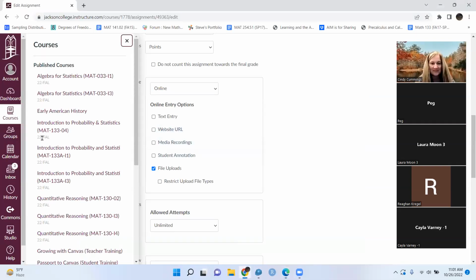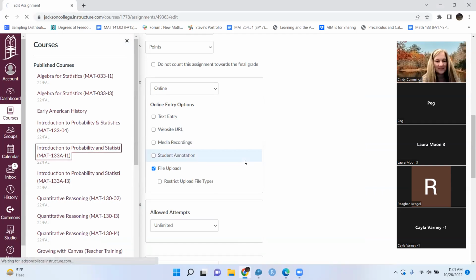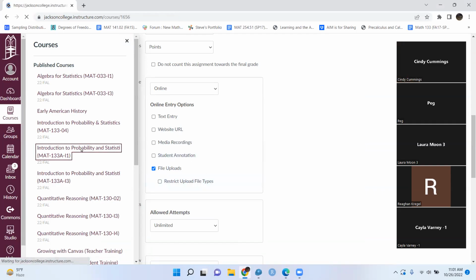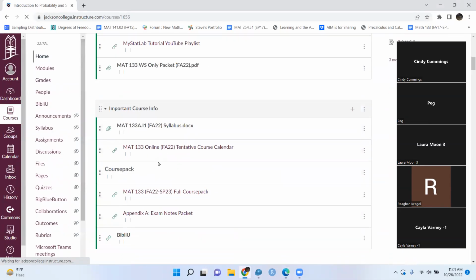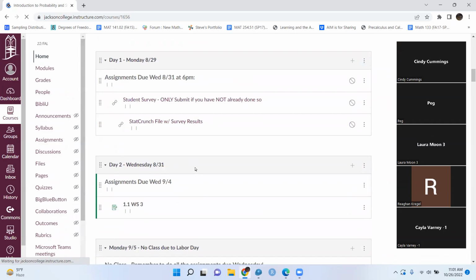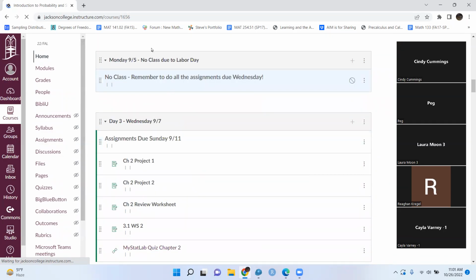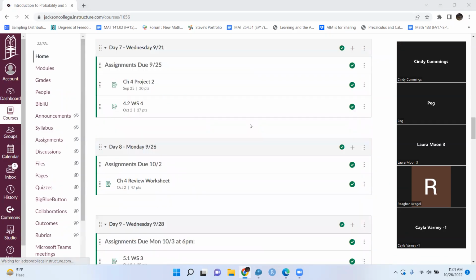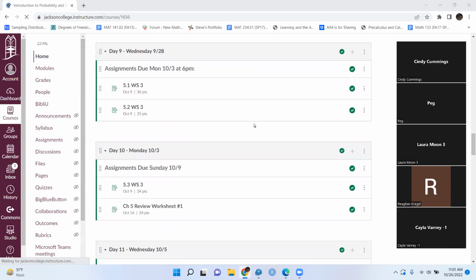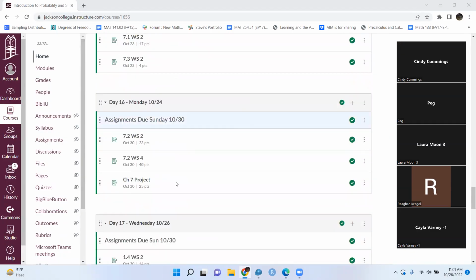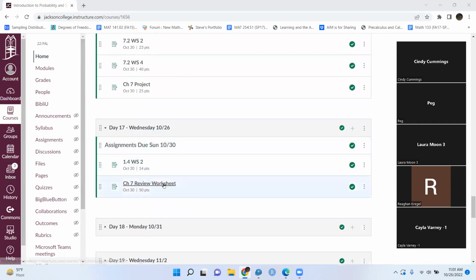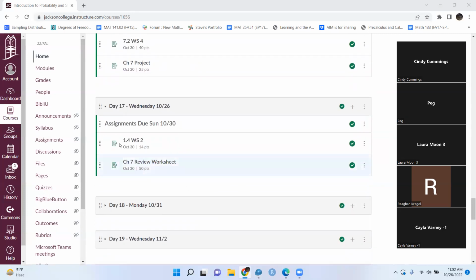So for today, for this 133 side of things, we have three things to accomplish. One of them is to put Chapter 7 to rest, and we'll do that by working through the Chapter 7 project and the Chapter 7 review worksheet. And then work through the 1-4 worksheet.